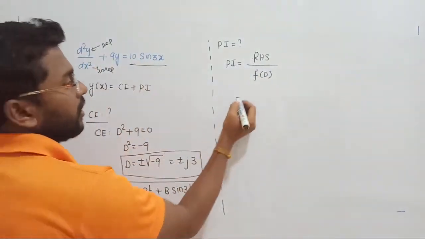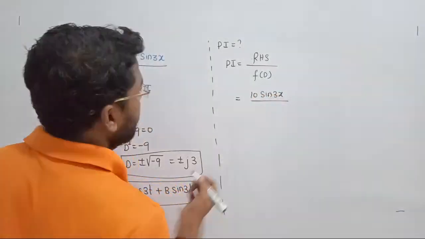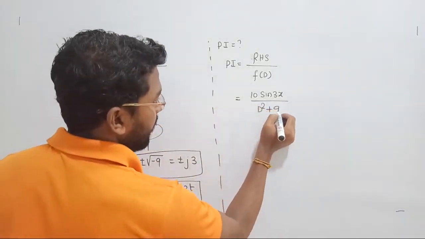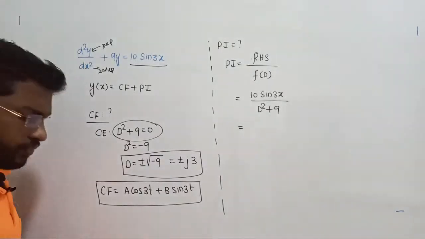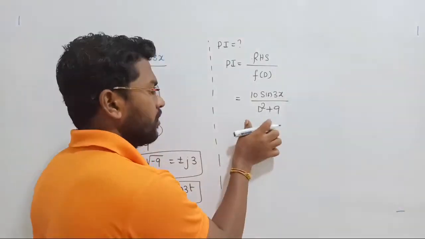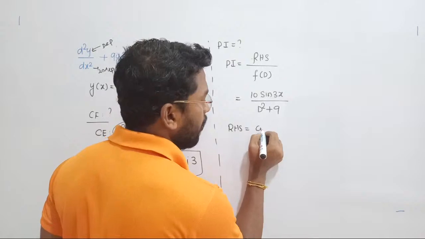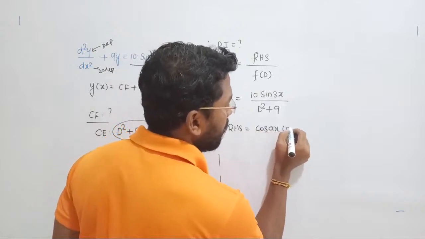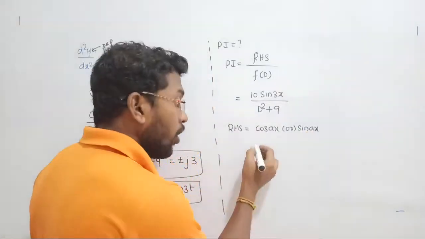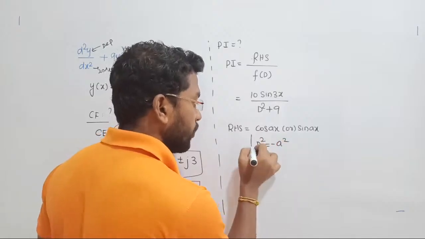In the RHS, what do I have? I have 10 times sine 3x divided by the characteristic equation of the system, which is going to be D square plus 9. Exactly, that is correct. Now, what I told you, I hope you all remember: whenever our RHS is in the form of cos ax or sin ax, then in the denominator only, D square alone will be replaced by minus a square.